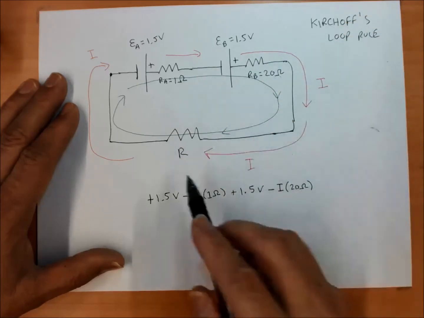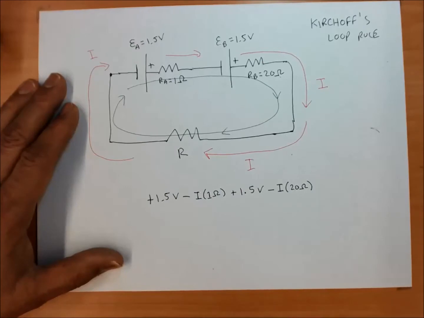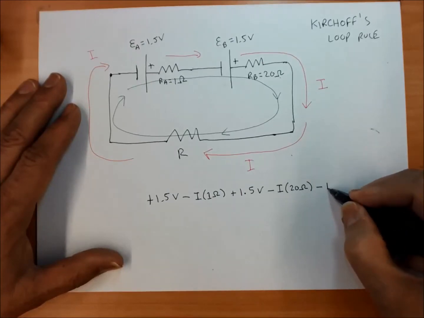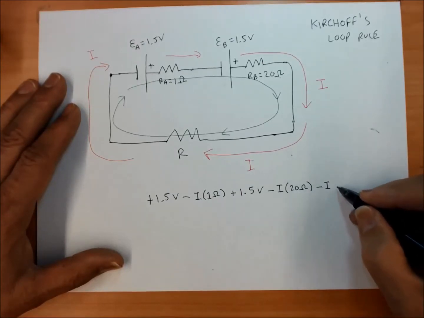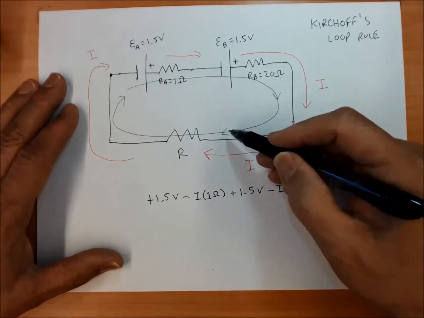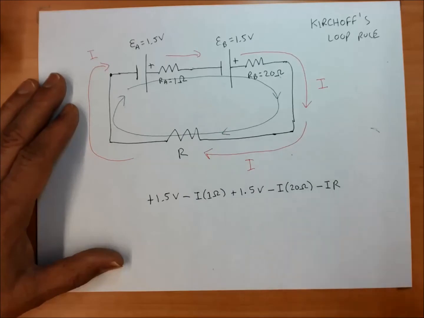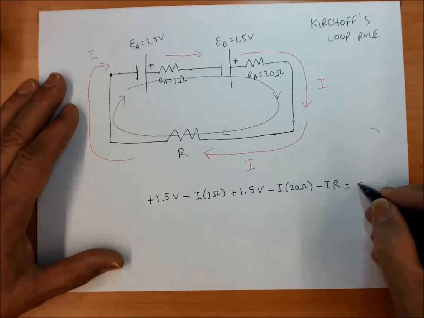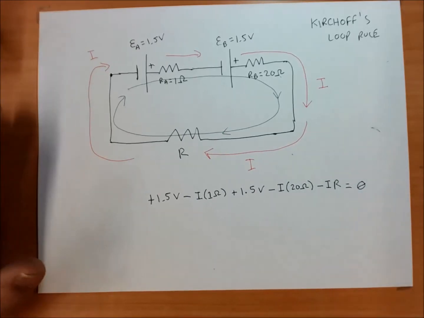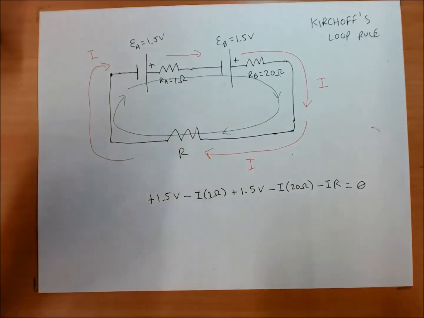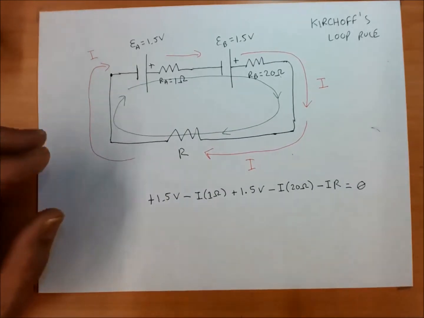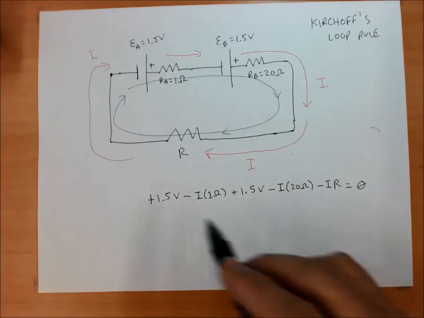Continuing around the loop, I have another voltage drop here associated with the external resistance. So that's going to be minus I times R. And now I'm back to where I started. So I've gone once around the loop, and all of these things should add up to 0 by Kirchhoff's loop rule. Okay?